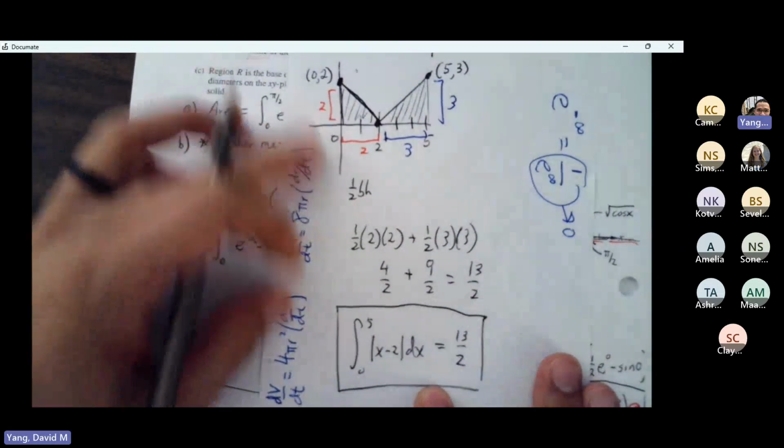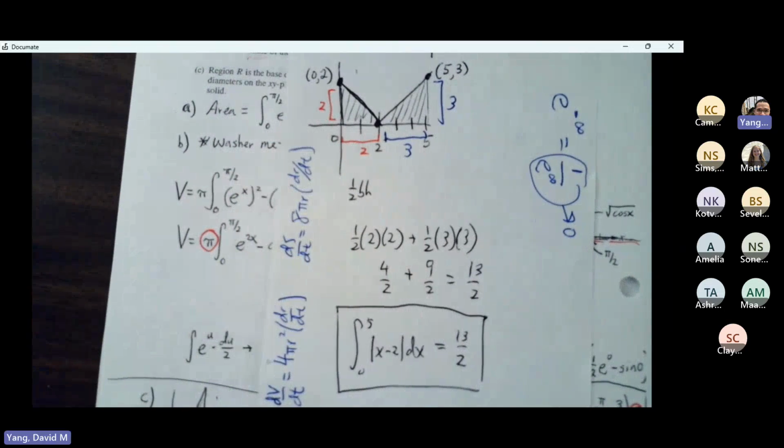This is a fairly common problem that has shown up on non-calculator portions. So I want to make sure that with this fairly easy problem, if it shows up, this quick review means you would not struggle with it.